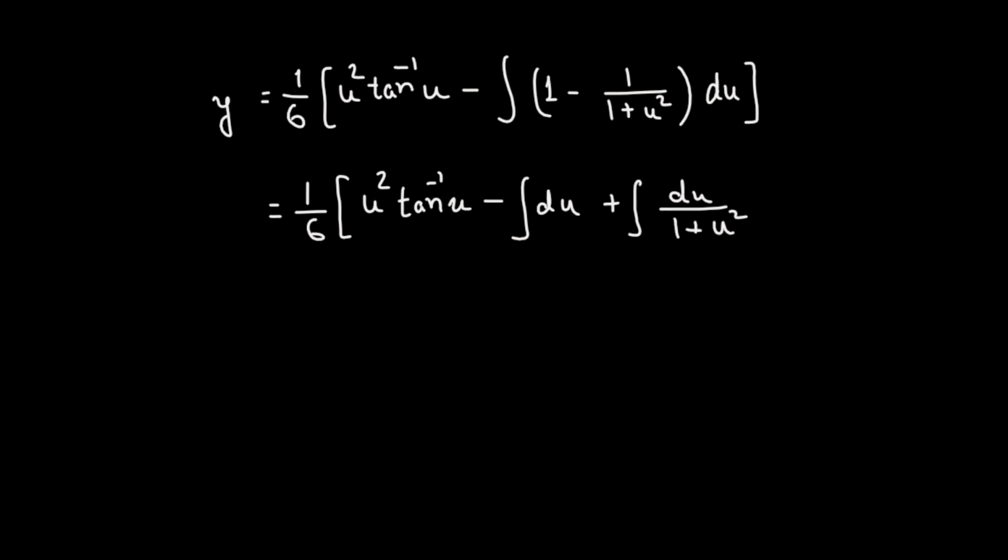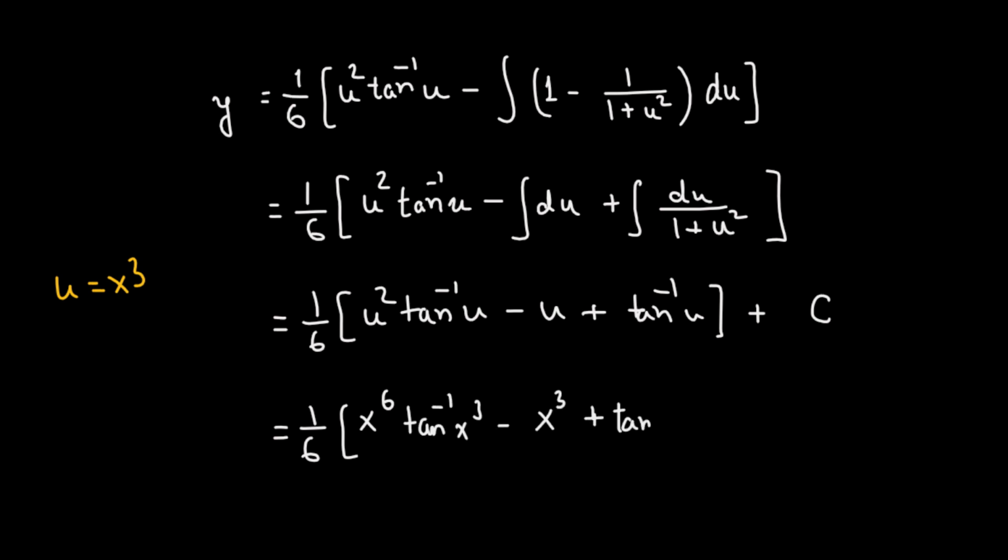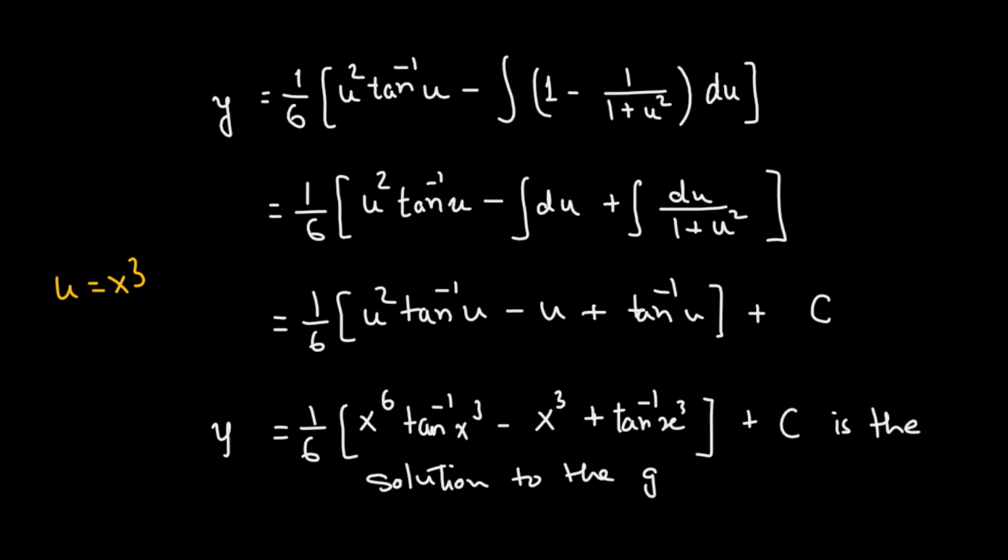The integration of du over 1 plus u squared gives us 1 over 6 times u squared tangent inverse u minus the integration of du, which will be u, plus the integration of du over 1 plus u squared, which will be tangent inverse of u, plus the constant of integration c. Now we are going to replace the value of u with x cubed. So we get y equals 1/6 of x raised to the power of 6, because we have u squared, so x cubed squared will be x raised to the power of 6, times tangent inverse of x cubed minus x cubed plus tangent inverse of x cubed plus c, and this is going to be the solution to the given differential equation.